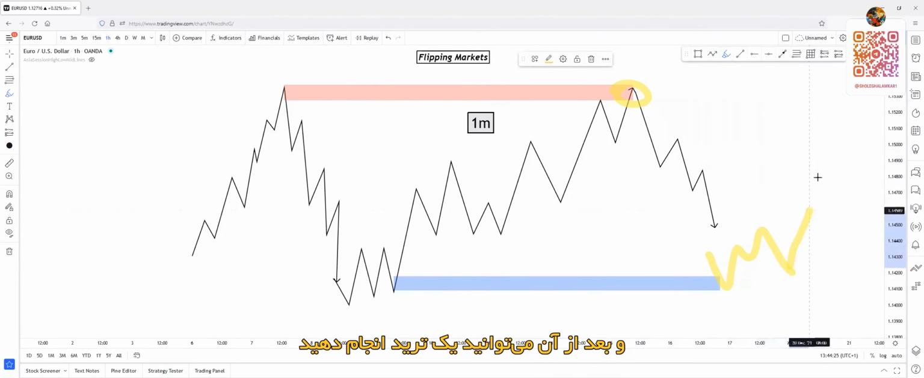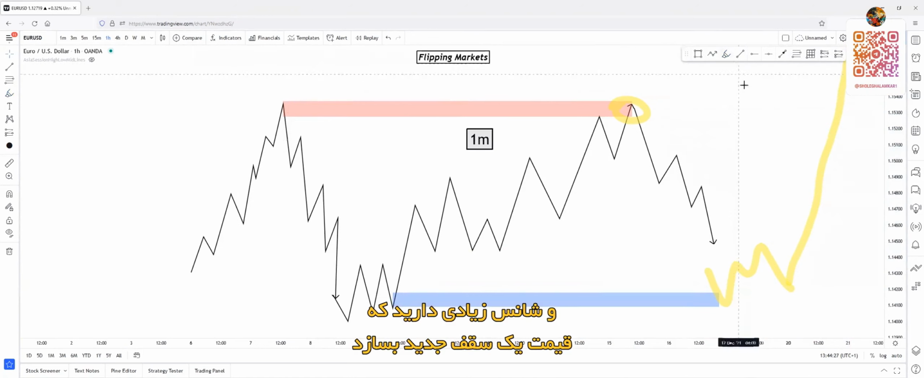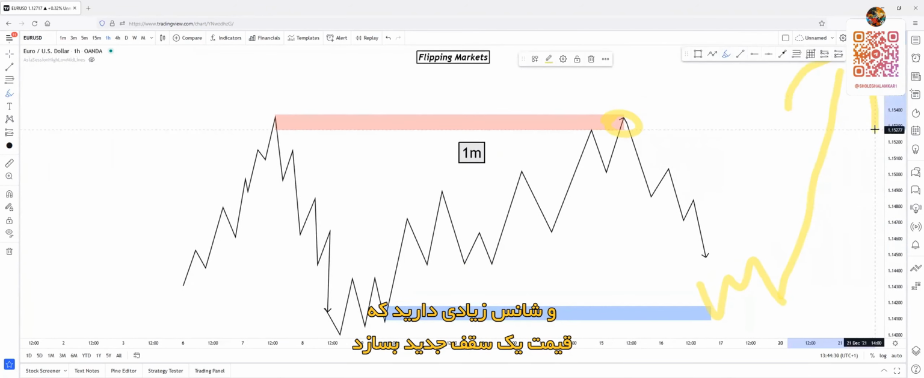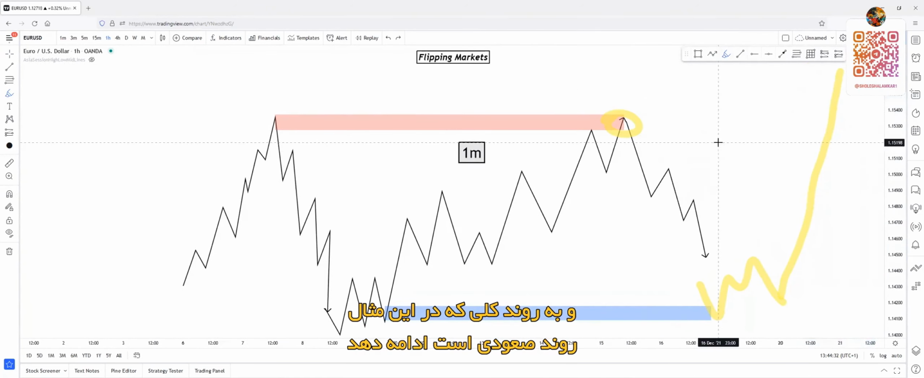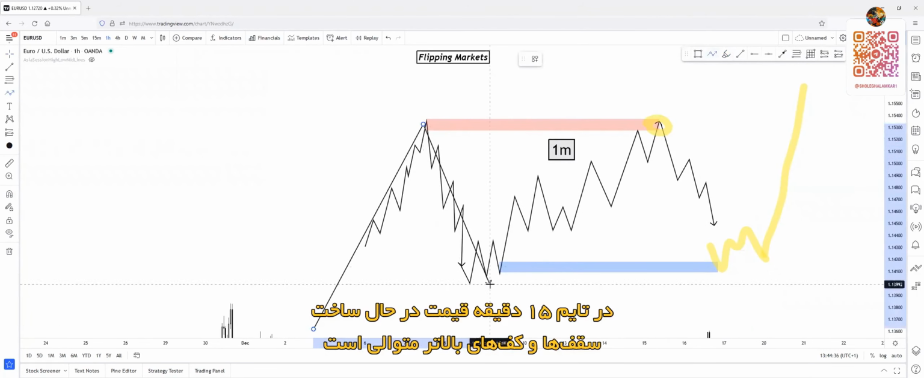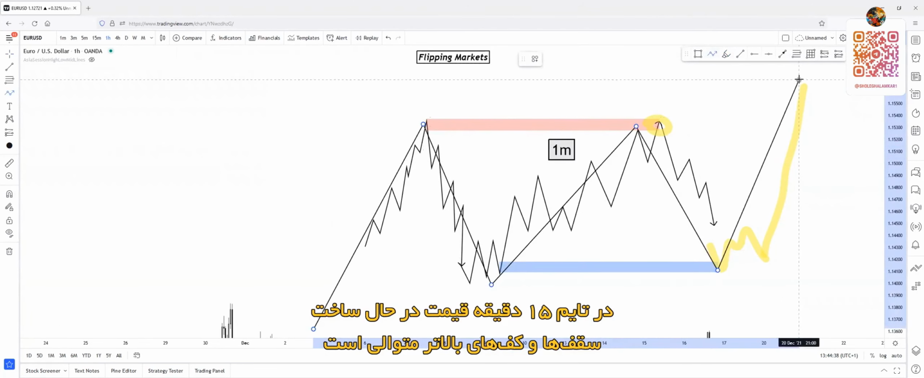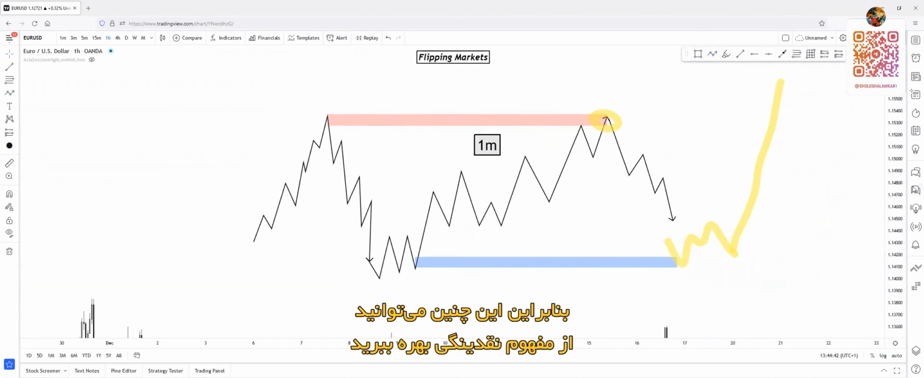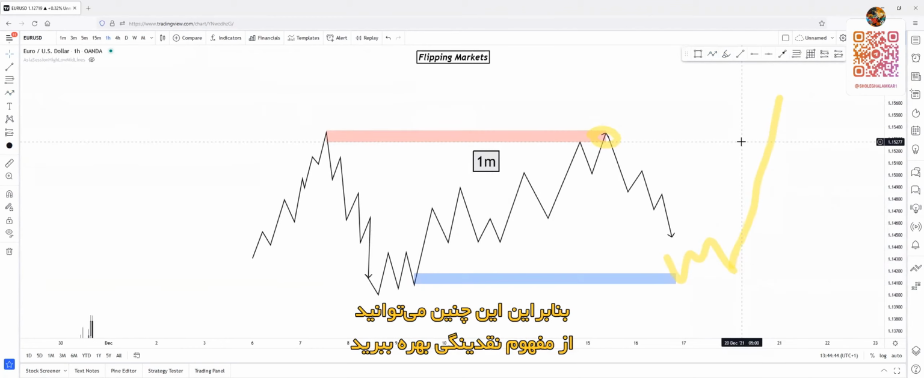And after this, you can hop in a trade, and you have a really great chance for price to create a new high and continue the overall trend, which is bullish in this case, as I said, because it's creating highs and lows on the 15 minute. So yeah, this is how we can actually use liquidity to your advantage.